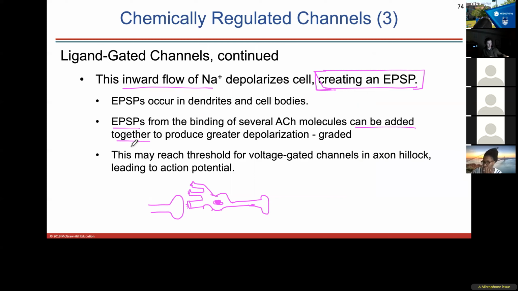And when something is added together, what's the fancy mathematical term that we use? Anybody? When we add? The sum? Sum, yes. Okay. So when we add them together, this is summation. These things can summate, these things can be added up. S-U-M-M-A-T-I-O-N. Summation.